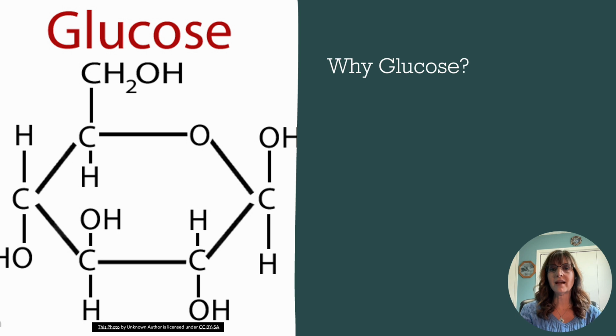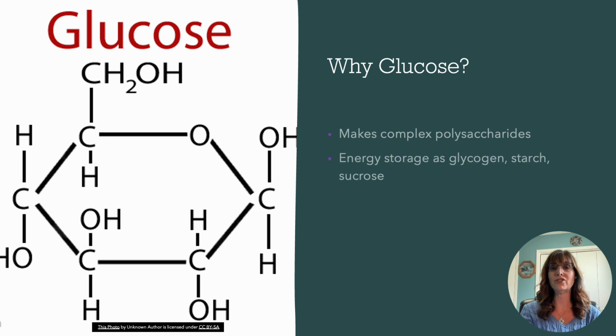Before we discuss how glucose is broken down or formed, let's discuss why glucose. Well, glucose is important to living organisms. Photosynthetic organisms make glucose for those organisms that cannot convert the sun's energy into the chemical compound. Across various life forms, glucose is used to make complex polysaccharides that are used in the extracellular matrix and cell walls. Glucose acts as an energy storage location when glucose is converted into glycogen, starch, and sucrose.